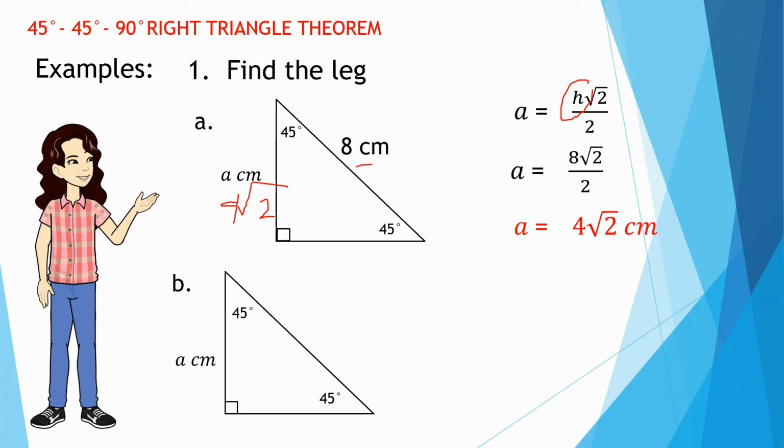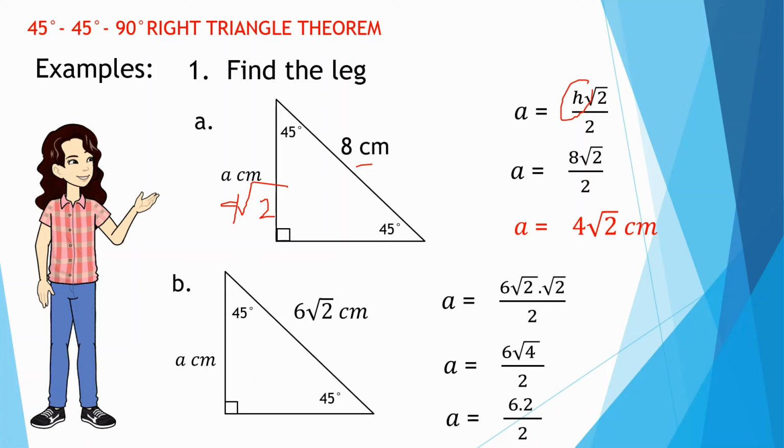Okay, how about letter B? Our hypotenuse is 6 square root of 2. Then 6 square root of 2 times square root of 2 all over 2. Then 6 square root of 4, because square root of 2 times square root of 2 is square root of 4. Then square root of 4 is 2. Then 6 times 2 is 12. Then 12 divided by 2 is 6. Our leg is 6.